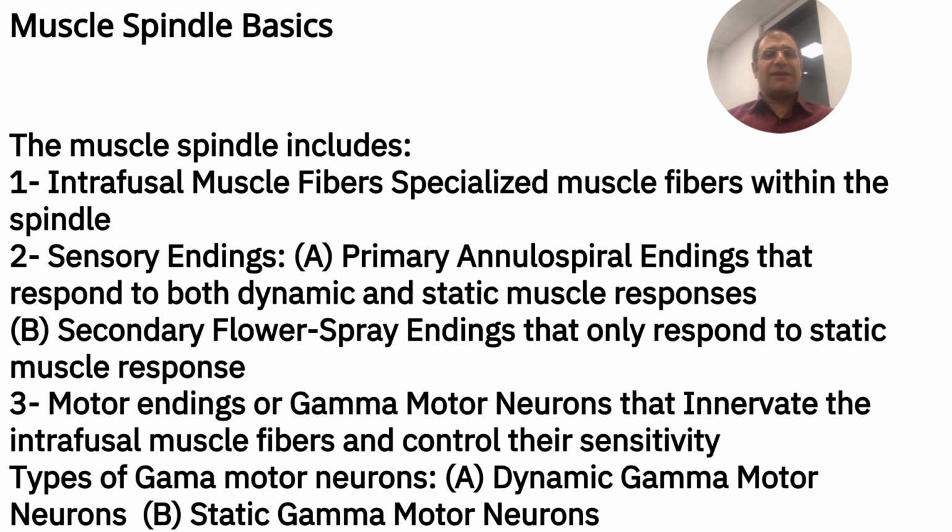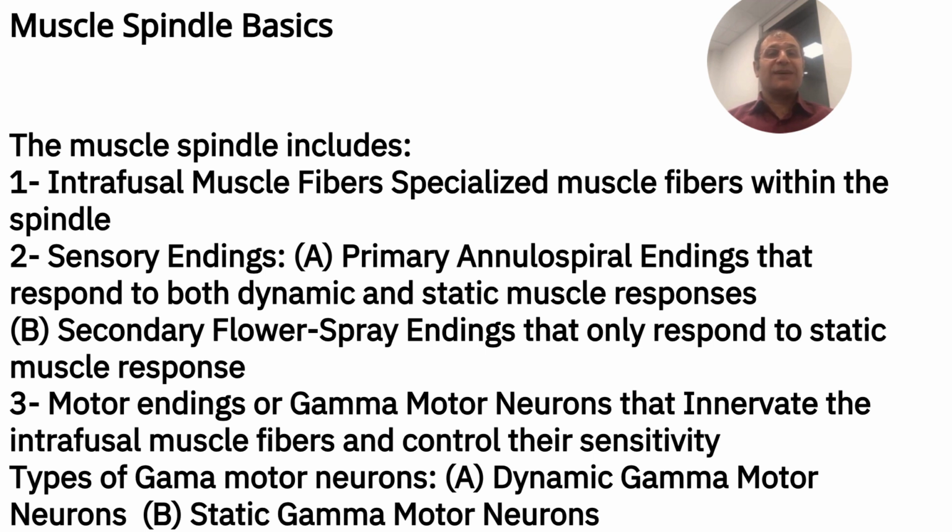The muscle spindle is a sensory receptor located within skeletal muscles that detects changes in muscle length and the rate of length change, or velocity. It plays a critical role in proprioception and the regulation of muscle tone. The muscle spindle includes: 1. Intrafusal muscle fibers, which are specialized muscle fibers within the spindle.